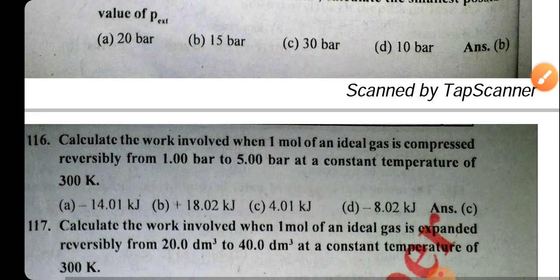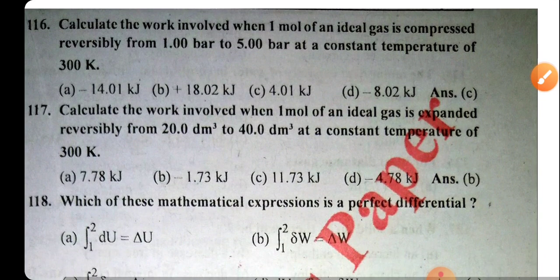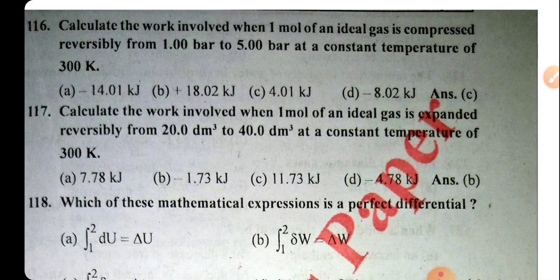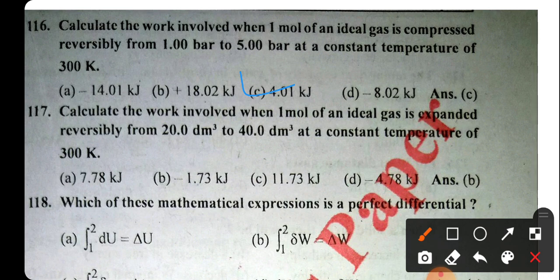Now the next question is, calculate the work involved when 1 mole of an ideal gas is compressed reversibly from 1.00 bar to 5.00 bar at a constant temperature of 300 Kelvin. That option will be the right answer, 4.01 kJ, that is option number C.